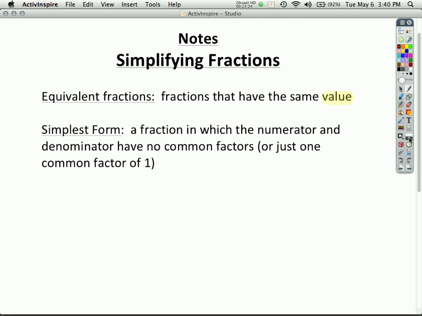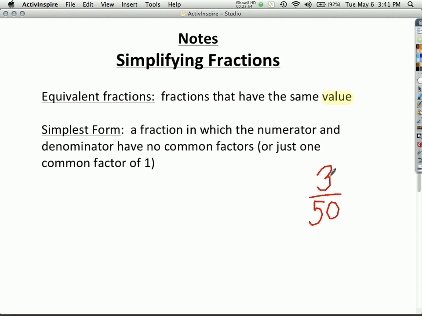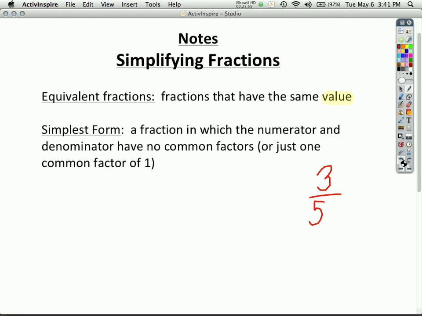Can we also make the fraction in the simplest form if the top and bottom are both prime? No, because one of them could be prime and one of them could be composite. So, for example, and it's a good thought, but 3 over 50, 3 is a prime number, 50 is not, but that's in simplest form. Okay? But it's a good thought.